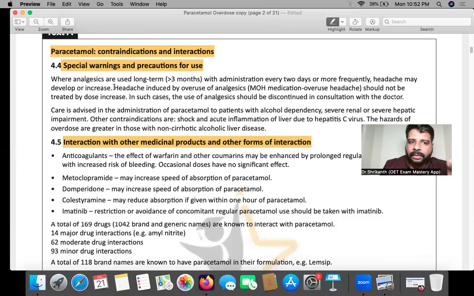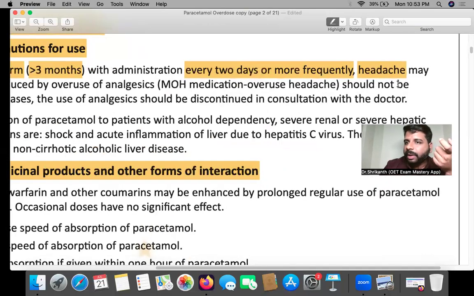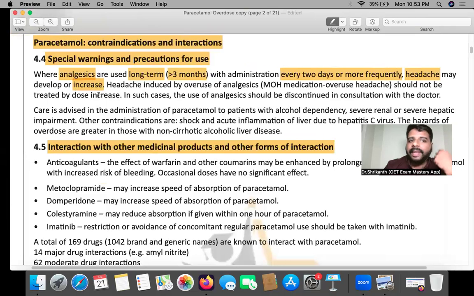Now see over here, they have written, where analgesics are used long term, see, the first keyword is coming. Analgesic means painkillers, right? Painkillers used long term, for more than 3 months, with administration every 2 days or more frequently, headache may develop or increase. Now you see, increase. What will increase over here? Headache. Headache may become increased.